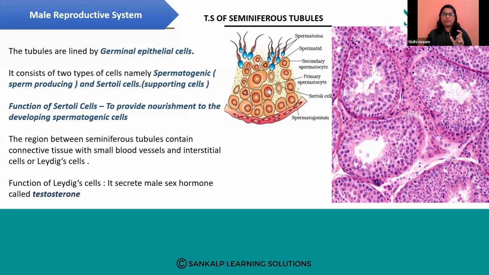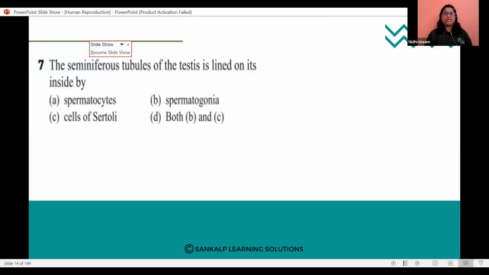Now when you check this question, most of you answered spermatogonia and cells of Sertoli, right? So the right answer is spermatogonia and cells of Sertoli, both B and C. So option D is the right answer here. Option D is the right answer. I hope it is clear. Is it clear, my dear students?